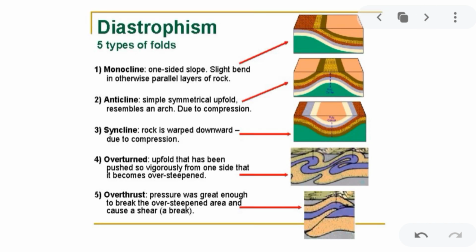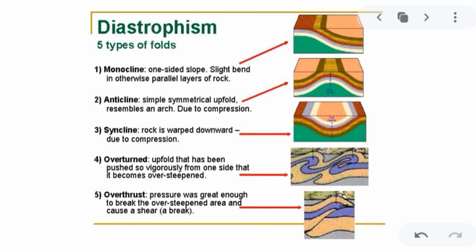Next, for diastrophism, we have here the types of folds. The monocline. This is the single inclination, as we say, mono. So, one-sided slope. Yun ang ibig sabihin natin dito from the term mono. Slight bend in otherwise parallel layers of rock. So, nagkakaroon ng bending dyan. So, yung nakikita ninyo iba-ibang colors ng distribution dyan, it pertains to the different types of rocks na nagpo-fold na magkakasama. For example, itong green granite, tapos yung puti, limestone, let us say.